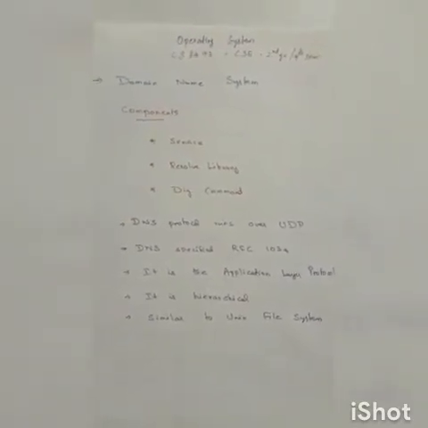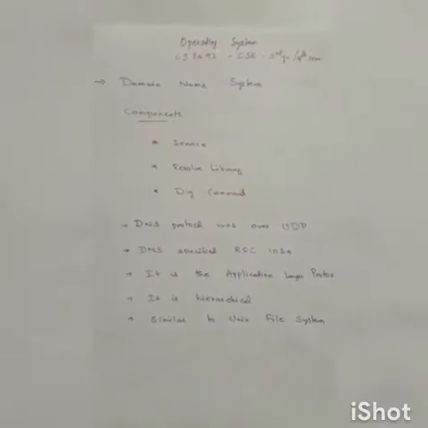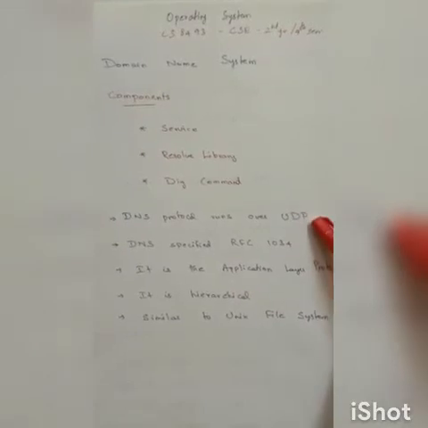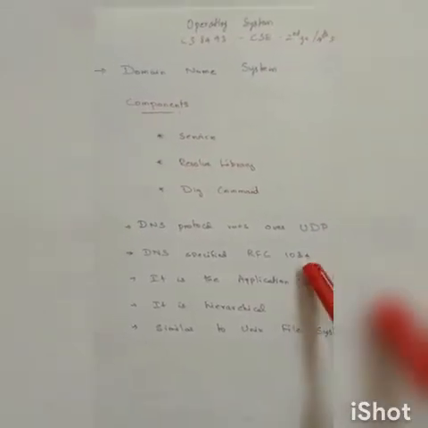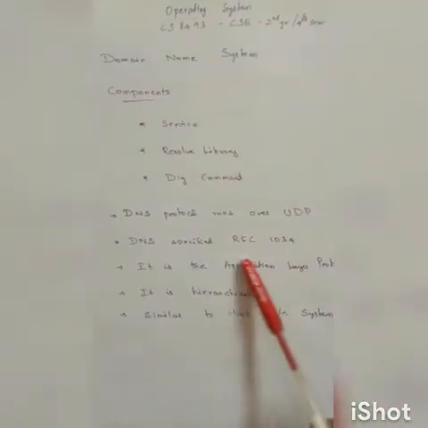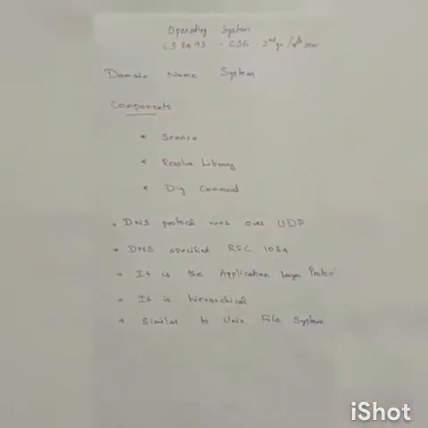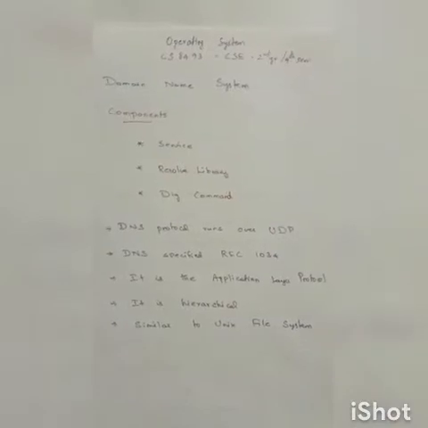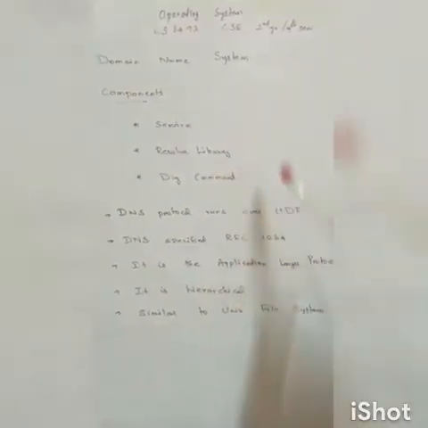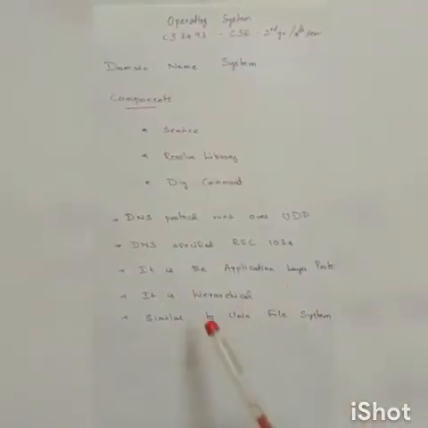The DNS runs over UDP, user datagram protocol, and it's specified in RFC 1034. Remember this one, it is RFC 1034. And this DNS is an application layer protocol. That's the top layer of your OSI model. So this DNS is there in your application layer.